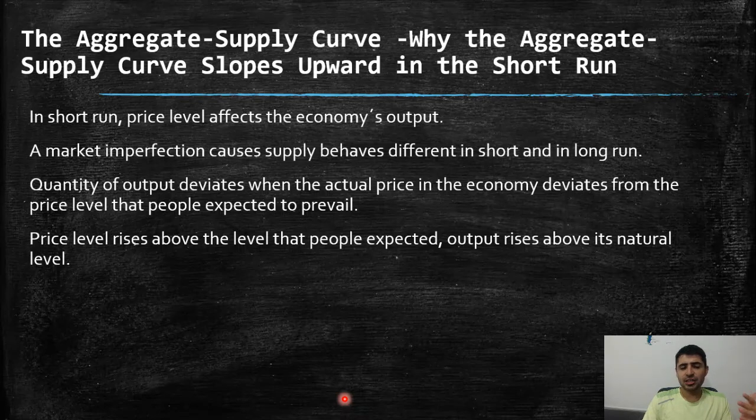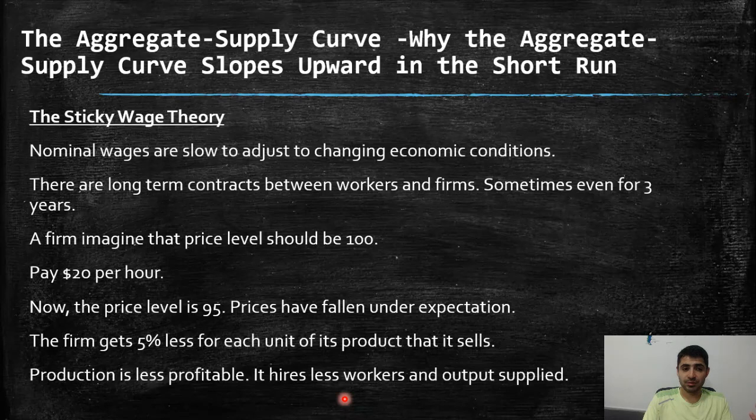So in the short run, the price level affects the economy's output. A market imperfection causes supply to behave differently in the short and long run. So the quantity of output deviates when the actual price in the economy deviates from the price level that people expect to prevail. For example, if the price level rises above the level that people expected, output rises above its natural level. So why do we say that the price level makes changes in real variables in the short run? The first theory that explains that situation is the sticky wage theory.